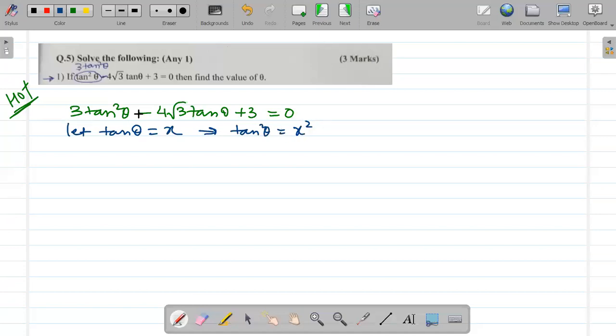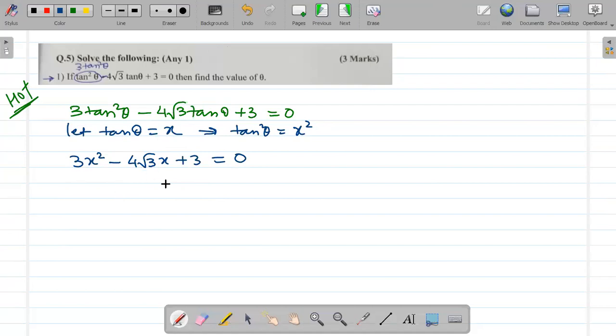And now we are replacing tan square theta with what? X square, and tan theta with just an x. So 4 root 3x plus 3 equals to 0. This gives you this quadratic equation, and solving this quadratic equation, you will get the value of x. And x is nothing but tan theta. Let's solve it out and then check how things work.